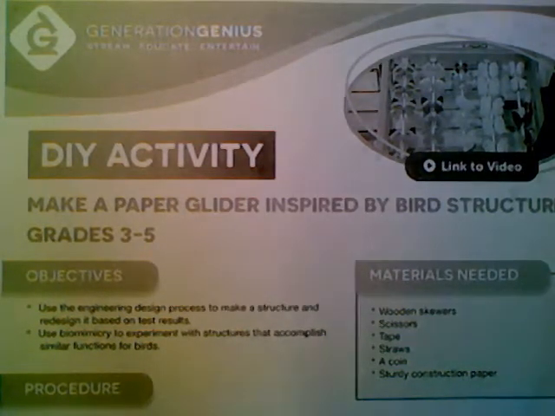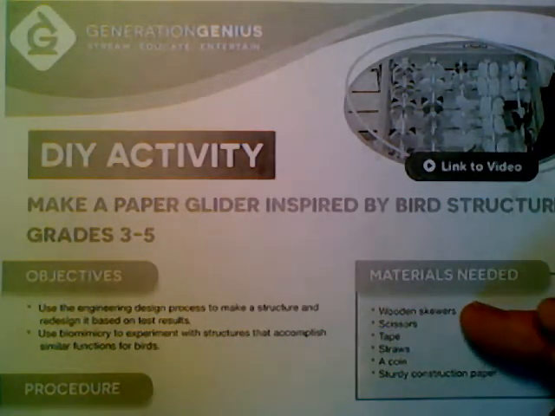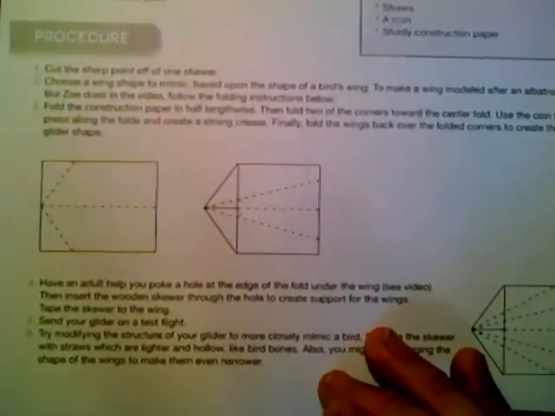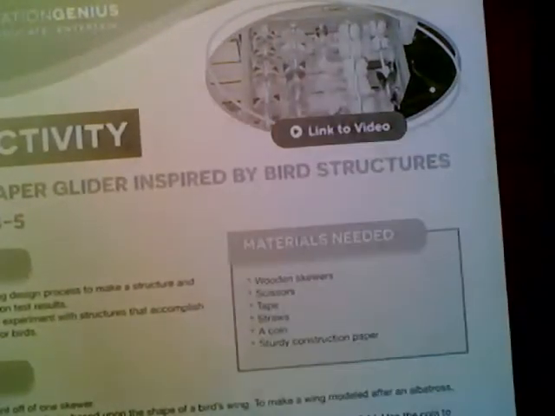These are some materials that you might need. Now, it says here, wooden skewers, scissors, tape, straws, a coin, and sturdy construction paper. Now, there are some examples of the procedure here on the bottom. It's better if you can watch the video, which again, you would click on this link and it goes through every step with you, kind of like Mystery Doug. Not exactly the same, but close. And it tells you what to do.